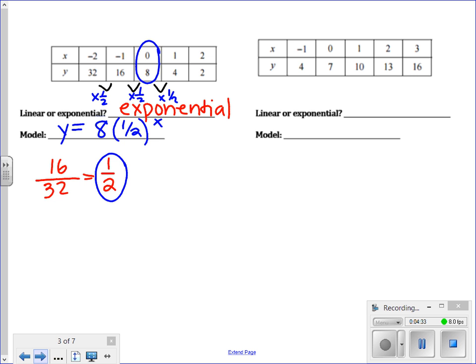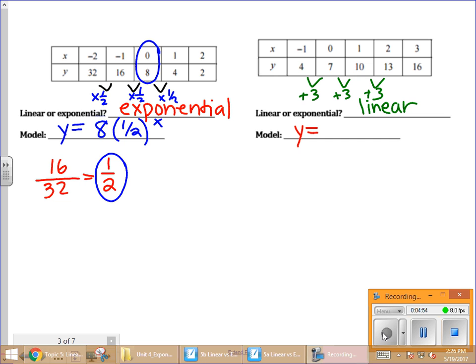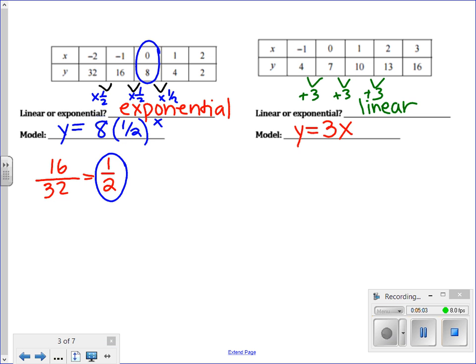Alright, the last equation here. It appears that to get from 4 to 7, 7 to 10, 10 to 13, I'm going to be adding 3. Because I'm adding the same value every time, this is a linear function. I'm going to write this linear function in y equals mx plus b form. The slope is the number that we add each time to get from one term to the next. So my slope here is 3. Then I put my x plus the y-intercept, which is 7.